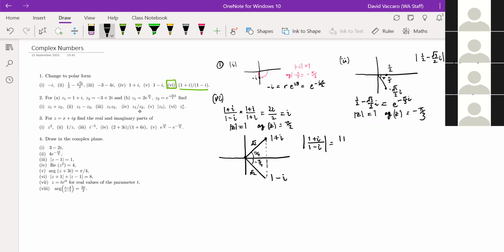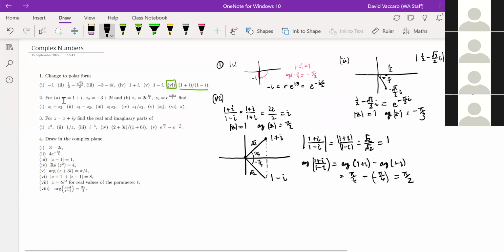And now the modulus of the quotient is the quotient of the moduli, but that's just root 2 over root 2. You can also see that because they're complex conjugates, they have the same modulus. And then the argument of the division is the difference in the arguments. So it's pi over 4 take away negative pi over 4, which is pi over 2. Okay, so you can do it either way.